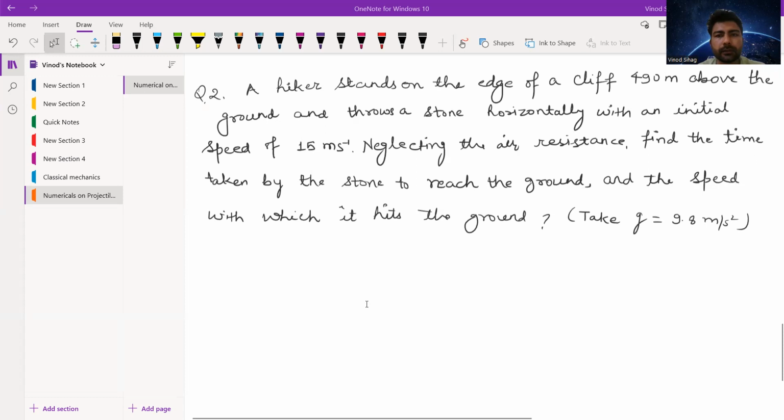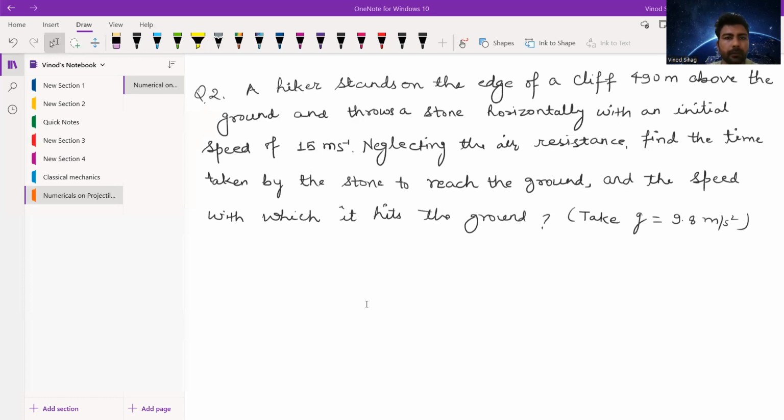Hello students. So let's solve another question based on the projectile motion. In this question, what they have given: a hiker stands on the edge of a cliff 490 meter above the ground and throws a stone horizontally with an initial speed of 15 meter per second. Neglecting the air resistance, find the time taken by the stone to reach the ground and the speed with which it hits the ground. Okay.